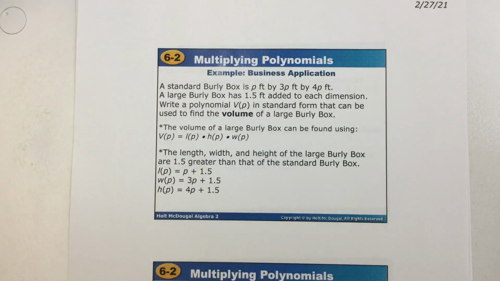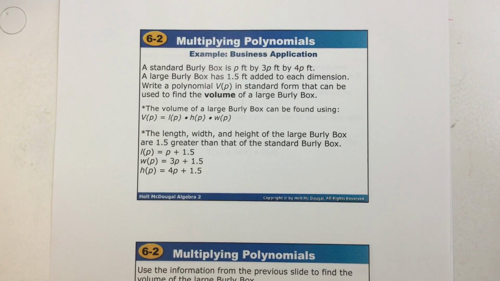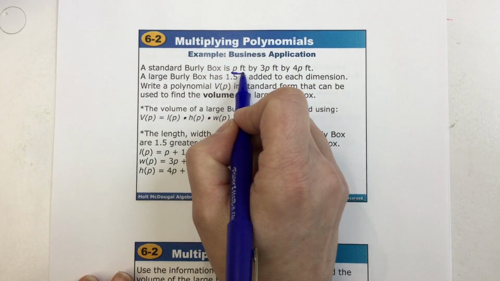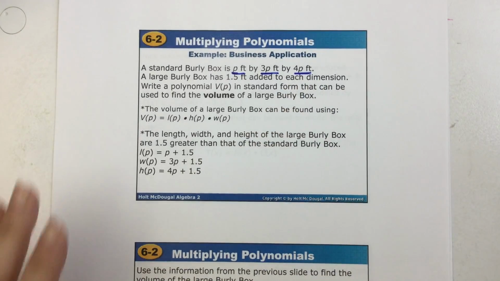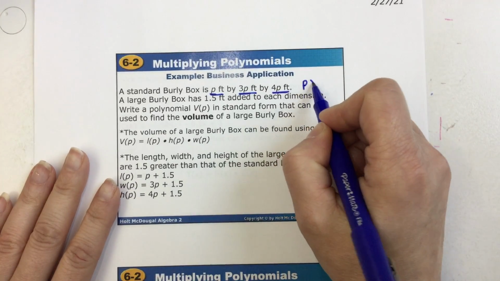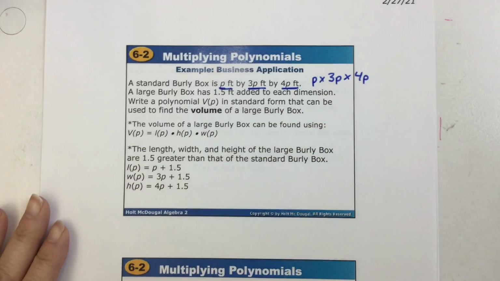Let's go ahead and move on into story problems. Okay, so when in real life would you ever need to do this? Here's an example. A standard burly box. So let's say that you work at a shipping company or something. So you have what's called a burly box. It is p feet by 3p feet by 4p feet. So the standard burly box is p by 3p by 4p, and it's in feet.